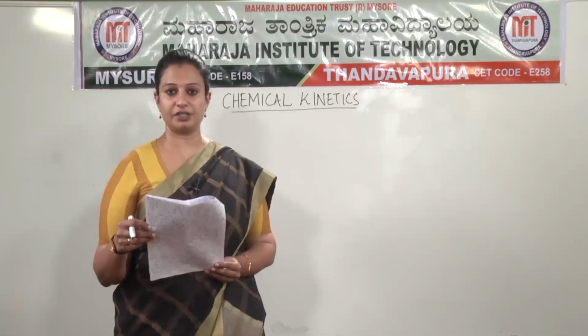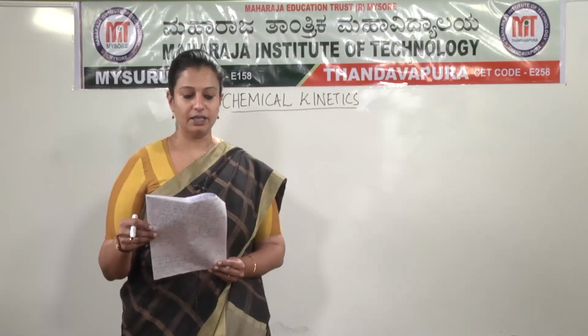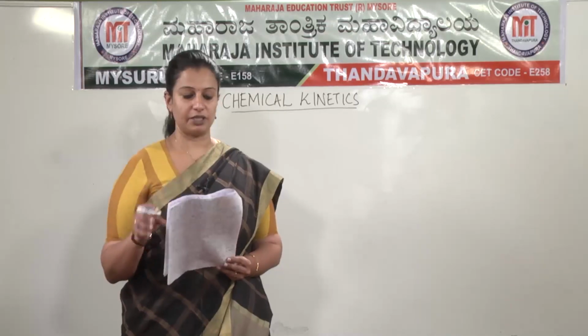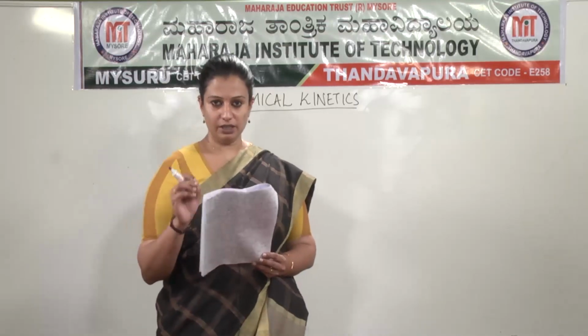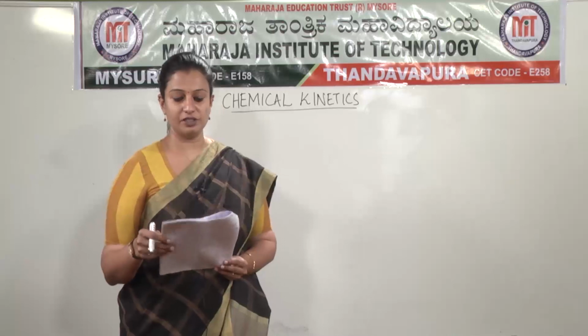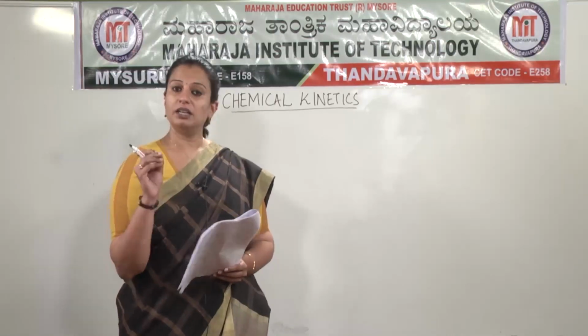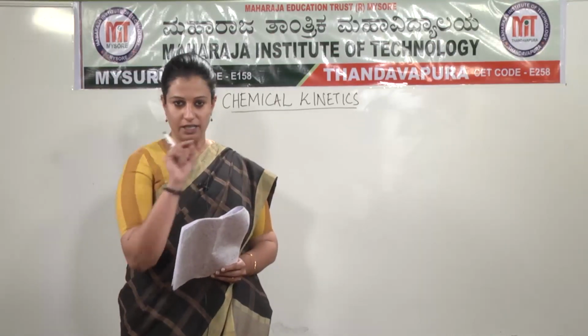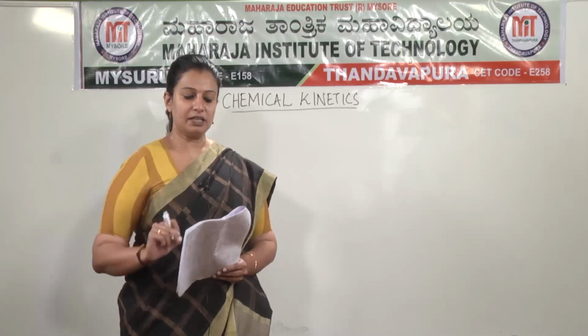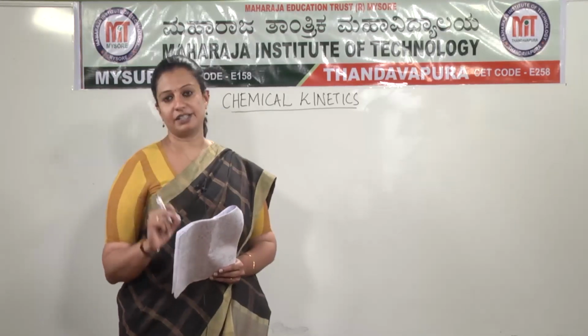The rate of the reaction A plus B giving products is given by the equation. This is the rate law expression: R is equal to K into concentration of A into concentration of B. If B is taken in large excess, that's the keyword, underline large excess. If B is taken in large excess, the order of the reaction will be.